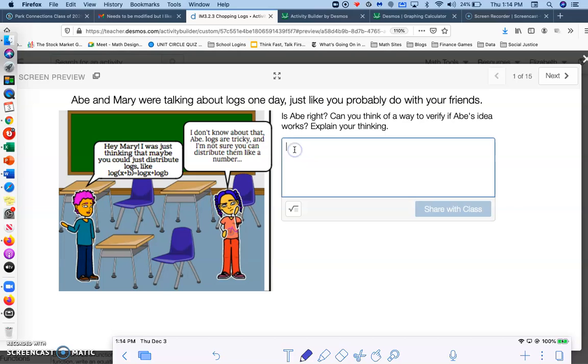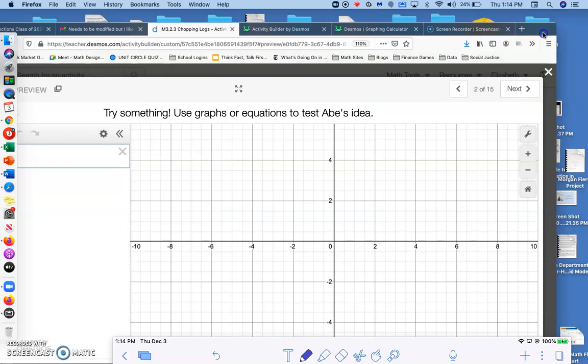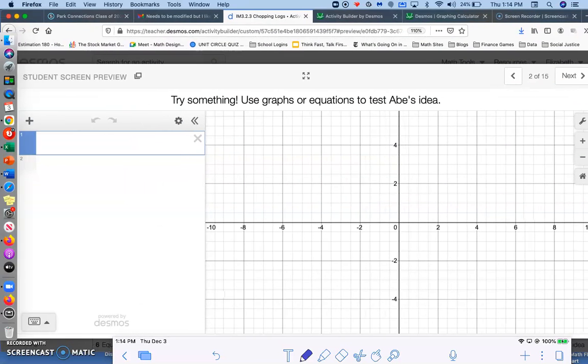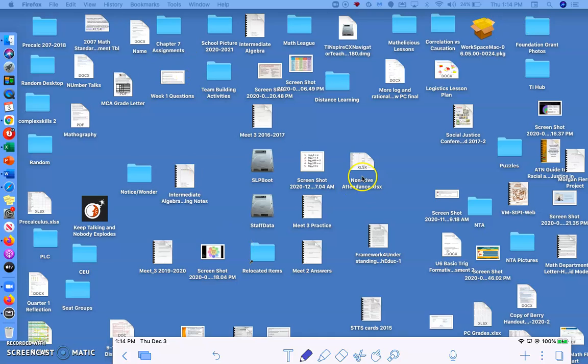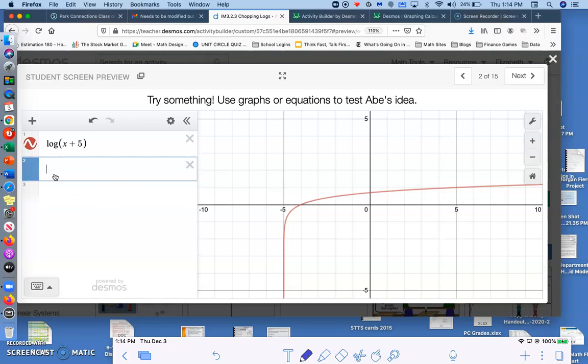One way we could test it: if this is true, the log of x plus 5 should equal the log of x plus the log of 5, right? Because that's what it's saying. Let's see if this works. If we were to graph these, if we were to grab the log of x plus 5, that should be the same as the log of x plus the log of 5.